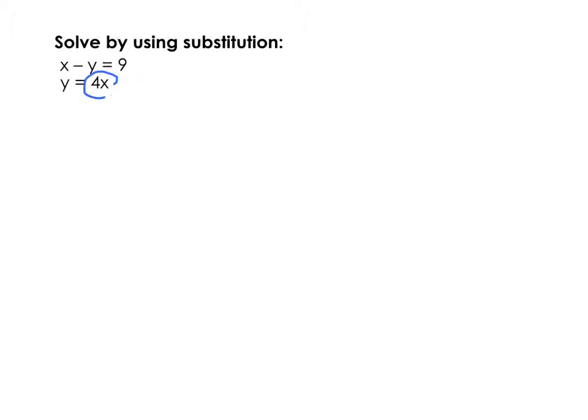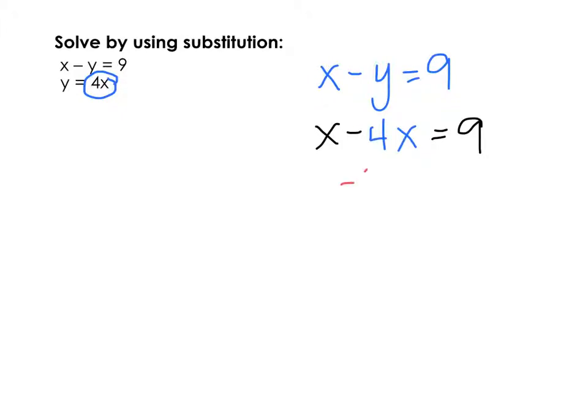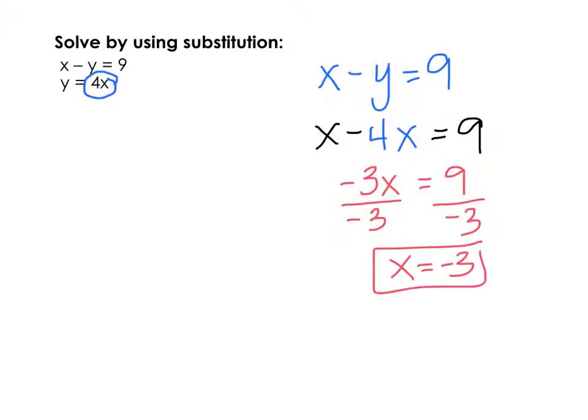Again, we determined y was 4x. That meant with our original equation, x minus y equals 9, I could put 4x in for y. So I would do x minus, and I'd sub in that 4x equals 9. Then I'd combine my like terms. So x minus 4x is negative 3x equals 9. I divide by negative 3, and I figure out x is equal to negative 3.